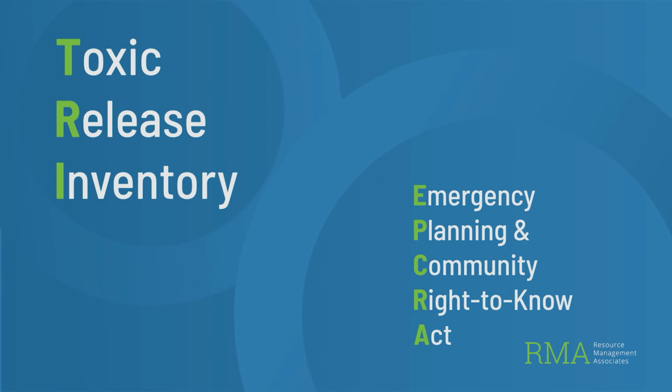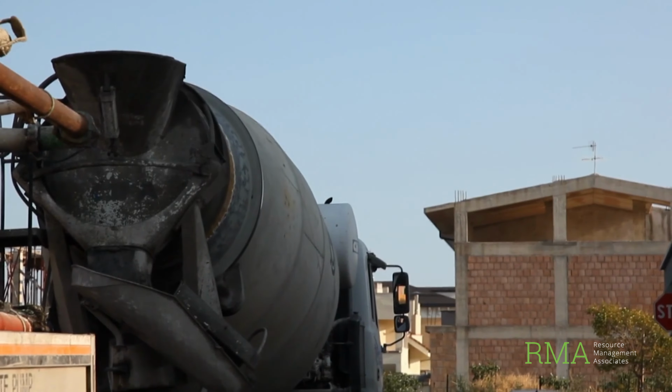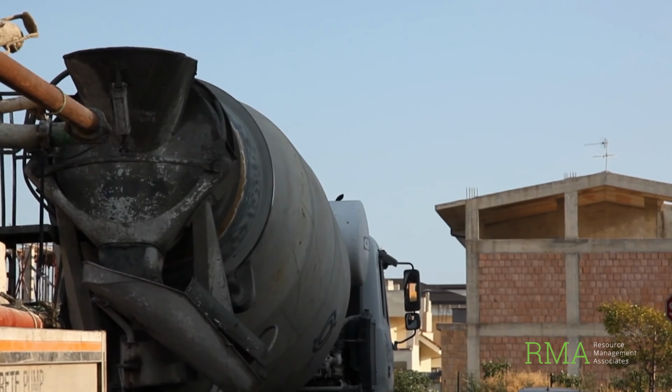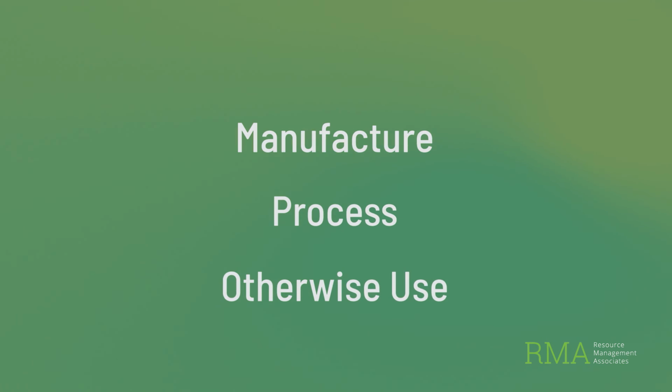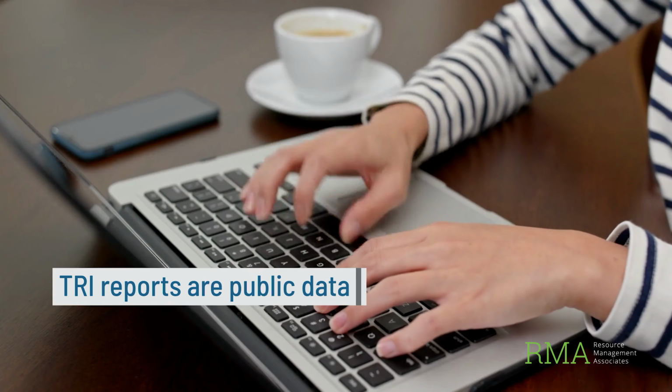Okay, here's the short version of what TRI reporting is all about for the concrete industry. As a quick history lesson, the TRI, or Toxic Release Inventory Program, was created under the Emergency Planning and Community Right to Know Act, or EPCRA. Its goal is simple: transparency. The EPA wants the public to know what potentially toxic chemicals are being used or released in their communities. If your facility meets certain criteria, you're required to report how much of each listed TRI chemical you manufacture, process, or otherwise use each year as part of the TRI program. That data goes into a public database that anybody can access: regulators, competitors, and yes, even your neighbors.